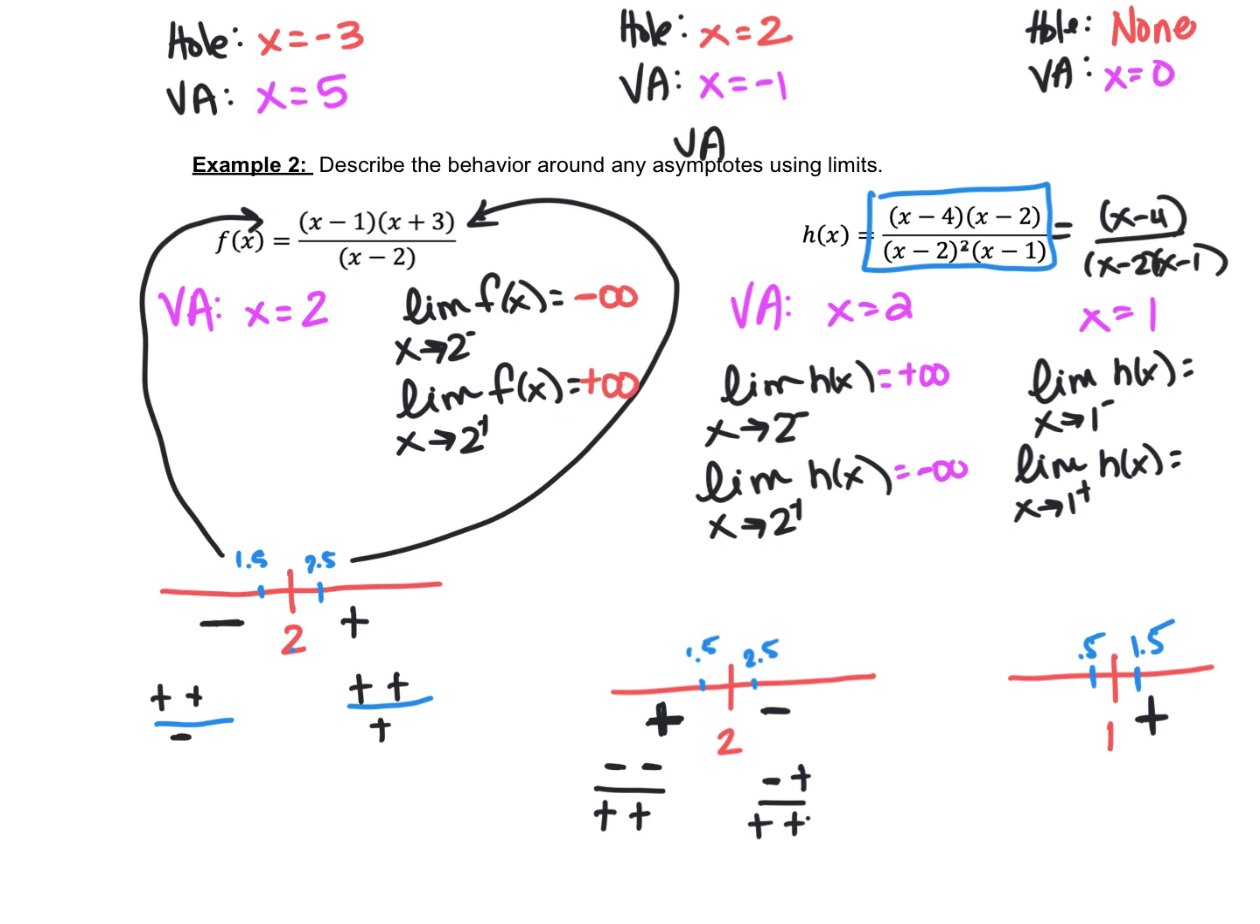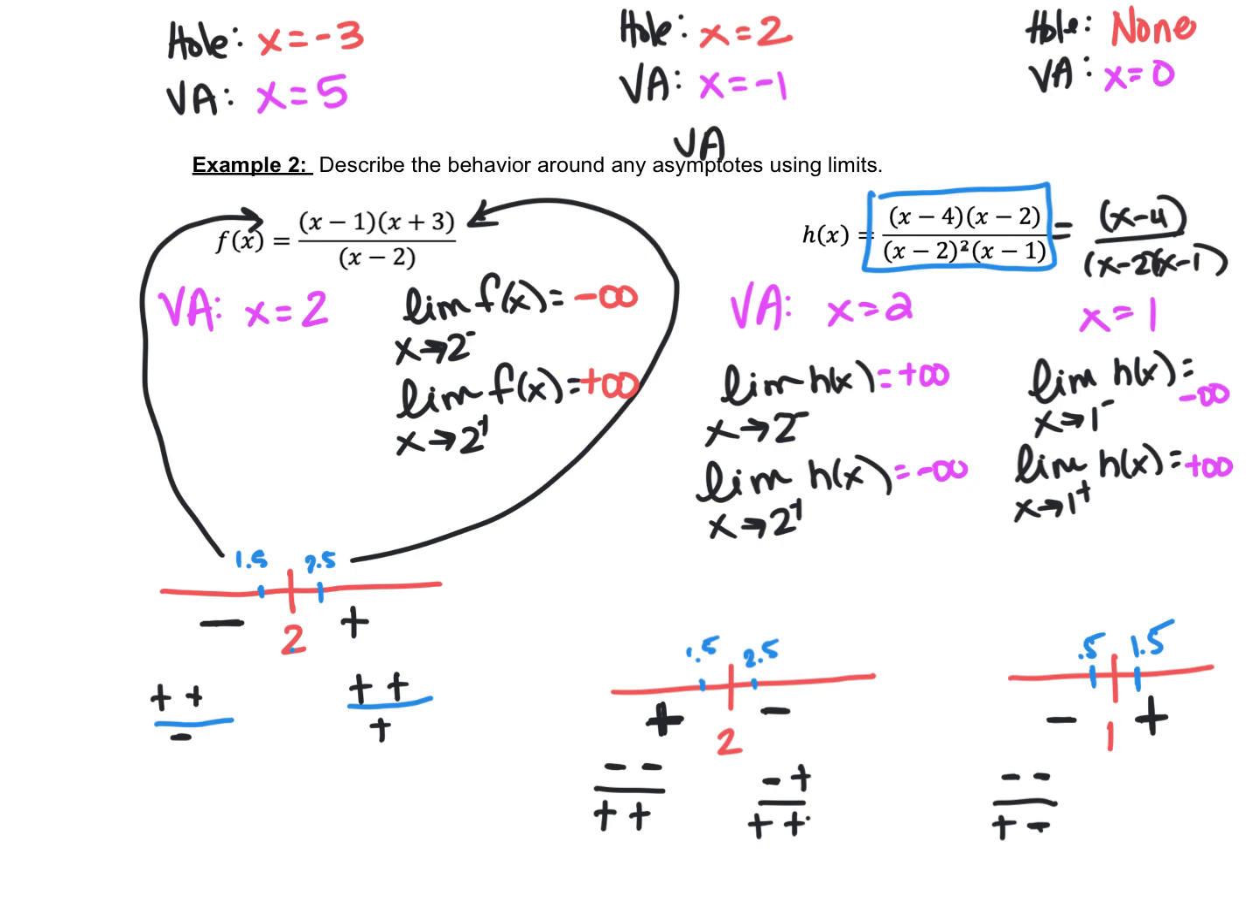Now, if I put 0.5 back in, let's check our signs here. 0.5 minus 4 is going to give me a negative. 0.5 minus 2 is going to give me a negative. 0.5 minus 2 squared, it doesn't matter, that's going to be positive. And then 0.5 minus 1 is going to give me a negative. So on the top, I'm going to have a positive, because negative times a negative is a positive. And then on the bottom, positive times a negative is a negative. So when we write in our behavior, on the left side of 1 it is negative infinity. On the right side of 1 it is positive infinity. Okay?